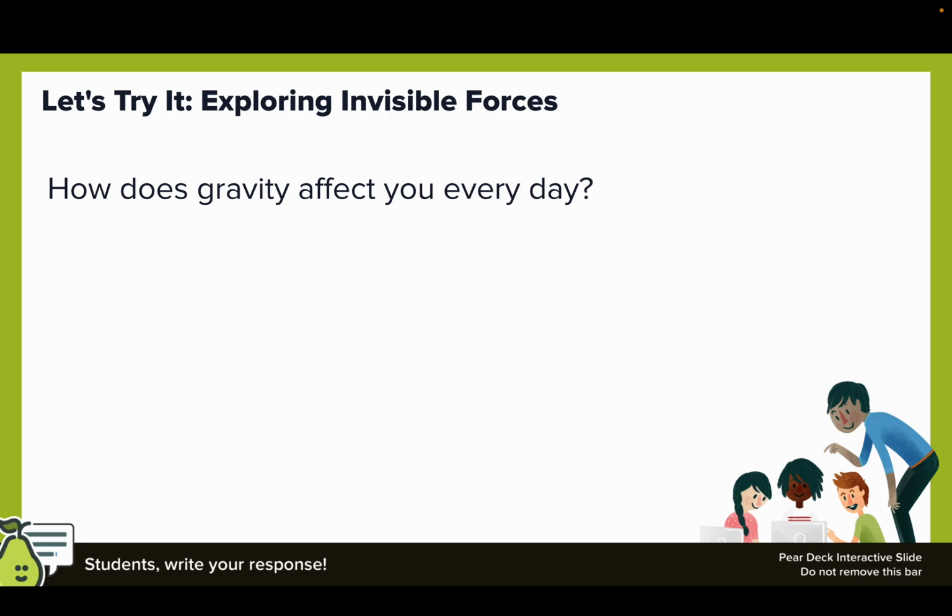Let's try it. Exploring invisible forces. How does gravity affect you every day? This is kind of a tough concept to think about because you take gravity for granted. You don't even stop and think that you're going to stay on the ground when you take a step. So I want you to think about another way to help you understand this might be think about what it would be like if gravity stopped working.